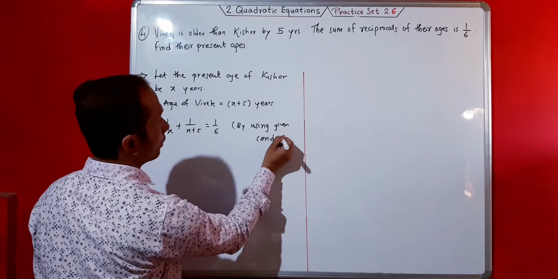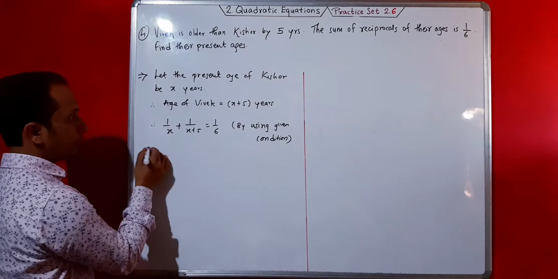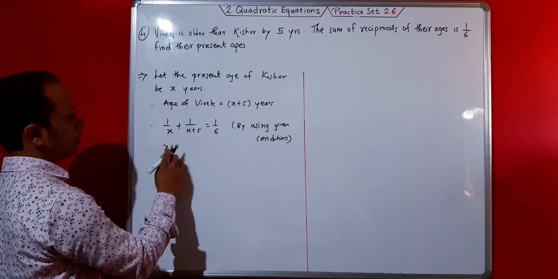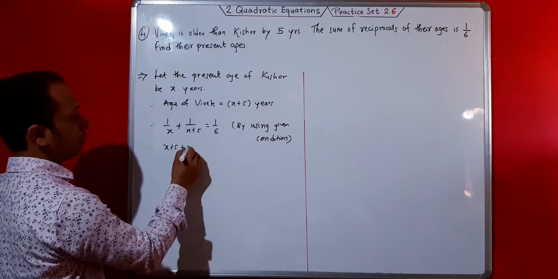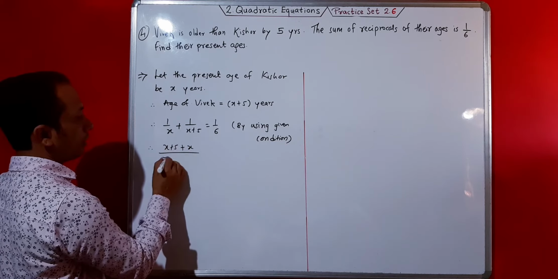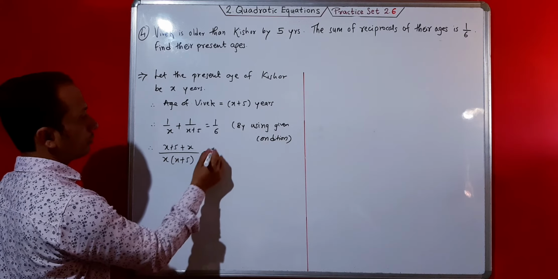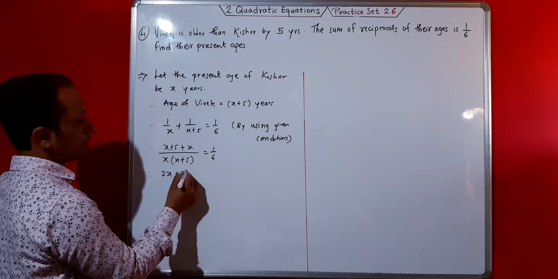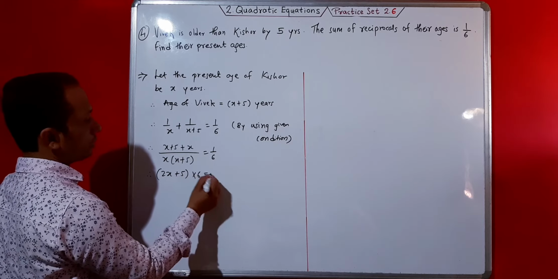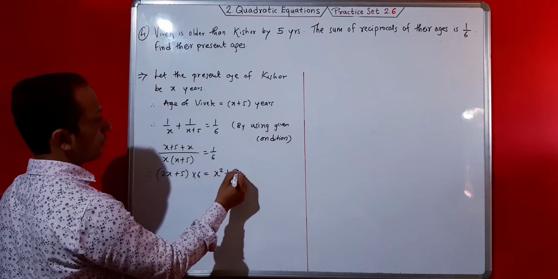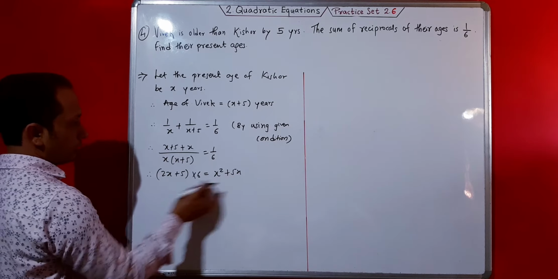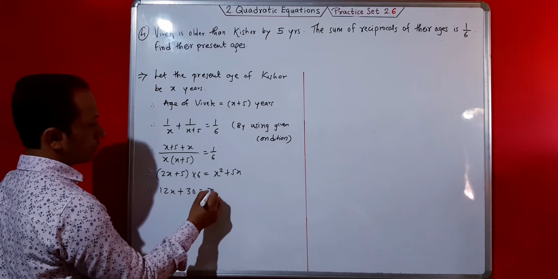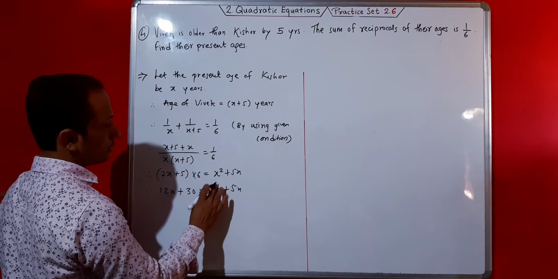You can write by given condition. So this is by given condition. Now solve it. x plus 5, plus, now there x, and this x plus 5, 1 by 6. So 2x plus 5, into 6, and this is x squared plus 5x. Now solve this. 12x plus 30 is equal to x squared plus 5x.